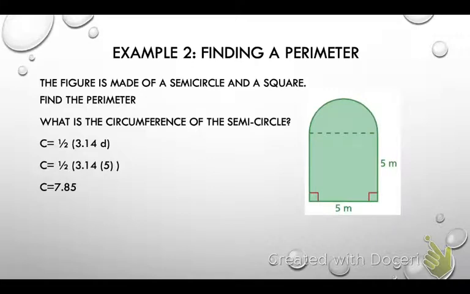In my square, I'm just going to add up my 3 sides, because there's only 3 sides to that square because it's got the semicircle on the top. So that's 15, and then for my total, I'm going to add those 2 together. Again, it's okay to use your calculator. So we have 22.85. Make sure you have units, Sammy.